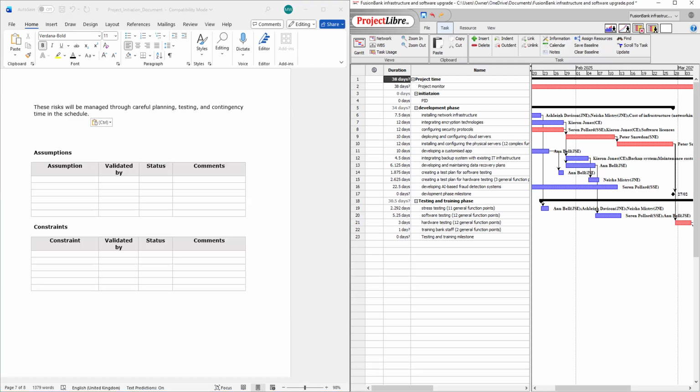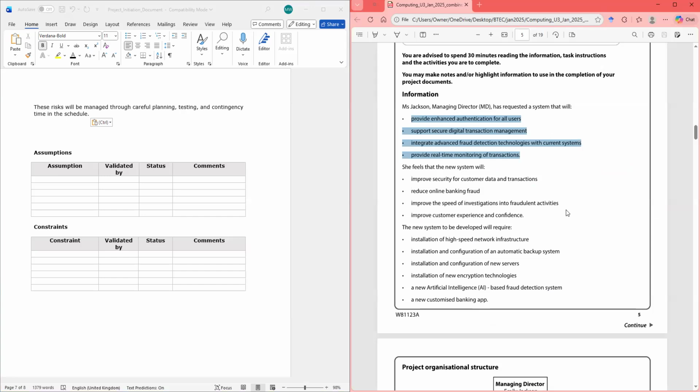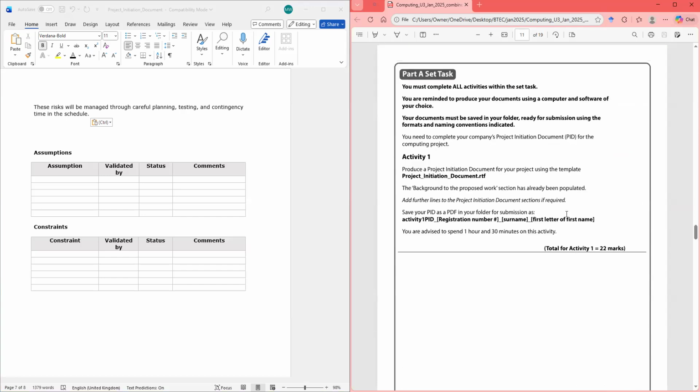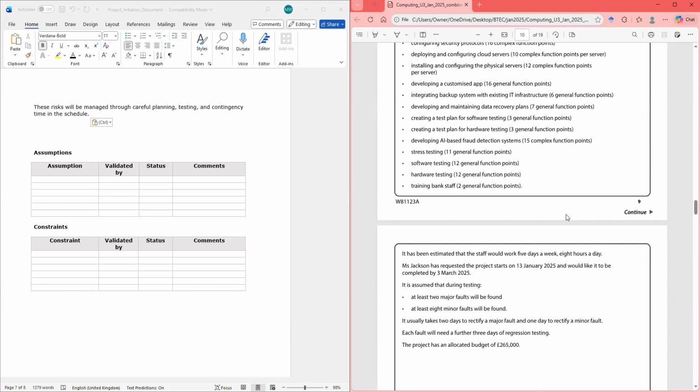All right. Now, the next thing that we need to do is our assumptions. This can be very easy, right? Let's look at our set task brief. What I usually do, anywhere I see the word assume, I go for it. If you look down here at the bottom, it says it is assumed that at least 2 major faults will be found and at least 2 minor faults will be found, right? So this is all one assumption here.